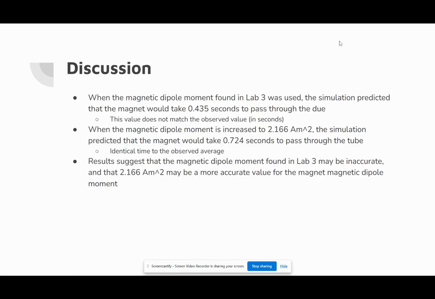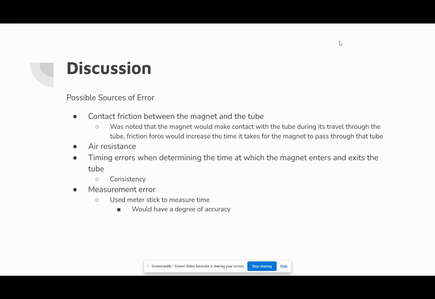Going into the discussion, the magnetic dipole moment found in Lab 3 was used. The simulation predicted that the magnet would take 0.435 seconds to pass through the tube. When the magnetic dipole moment is increased, the simulation predicted that it would be 0.724 seconds to pass through the tube, which suggests that there's potential that the magnetic dipole moment found in Lab 3 may be inaccurate, and that 2.166 amps meters squared might be a more accurate value for the magnetic dipole moment.